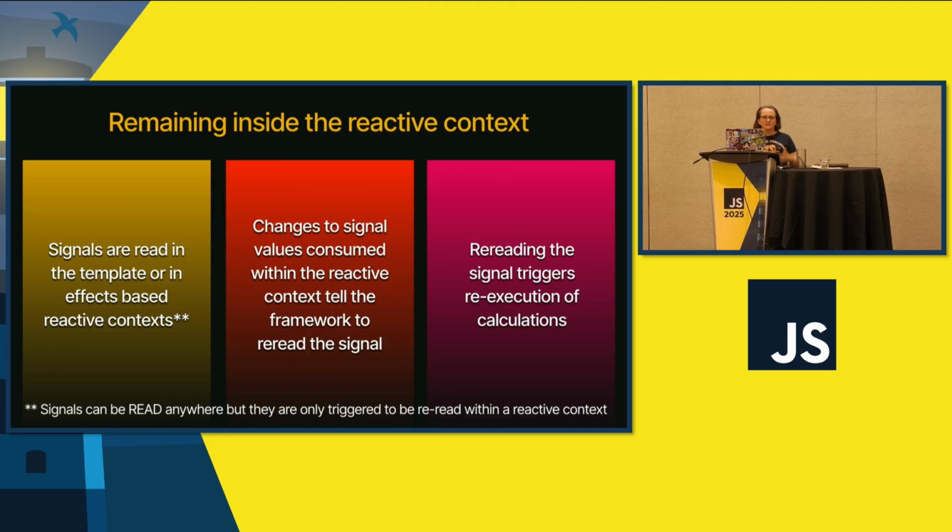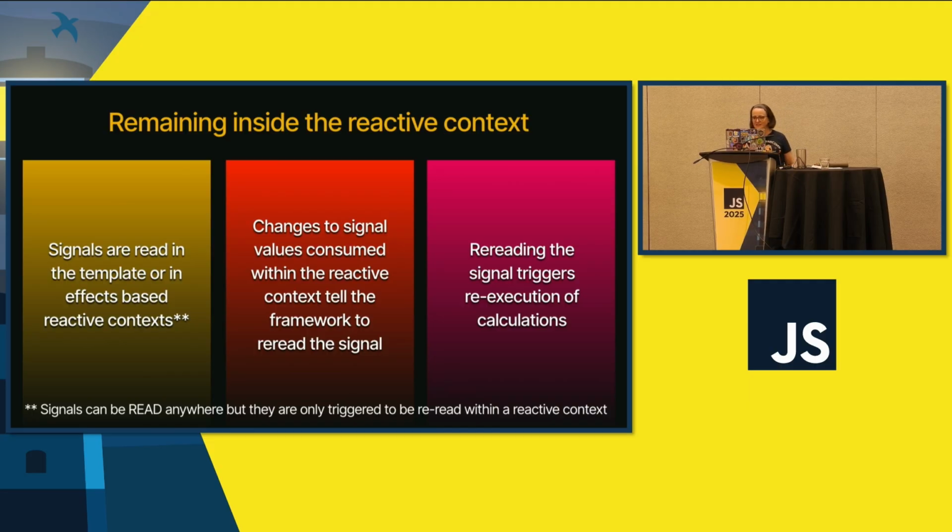So you have to keep signals inside the reactive context. This is probably the biggest mistake that I personally have made, and I've seen other developers make in Angular, where you read a value in a signal and you're not reading it in a reactive context, so it has no way to trigger re-execution. So you can read a signal anywhere, but you can only re-trigger execution if you read it in a reactive context, is basically what all these words say.